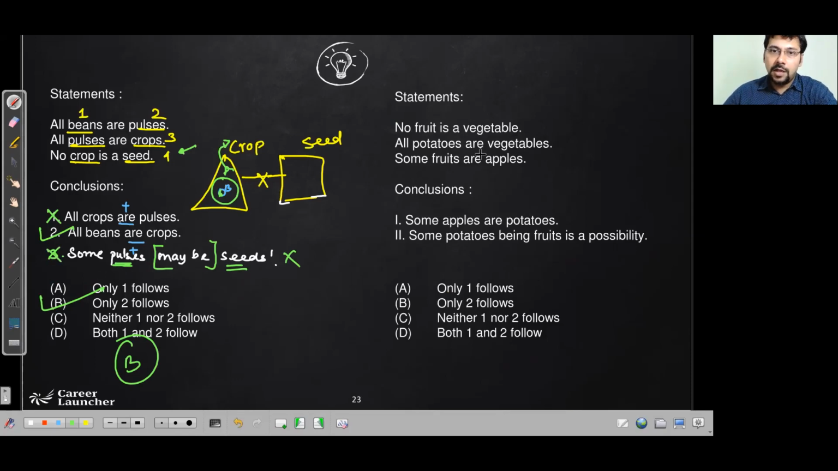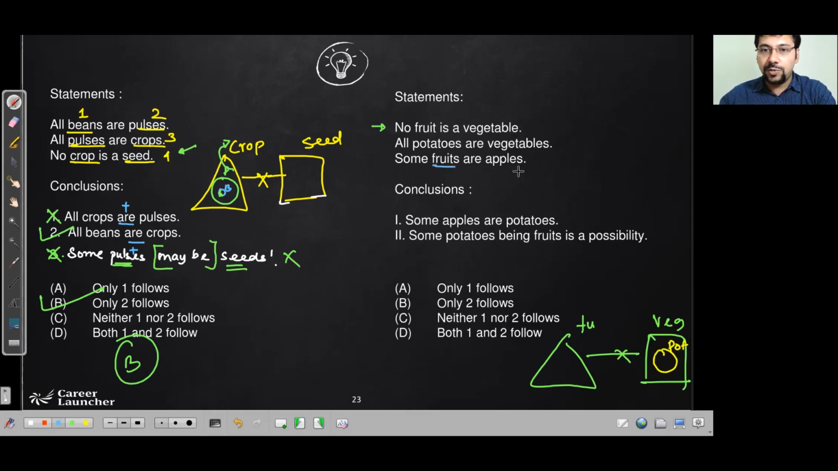Let's consider this one. No fruit is vegetable and all potatoes are vegetables. Okay, so all along, the negative is the first diagram. So let's quickly make it. No fruit is a vegetable. This is fruit, this is vegetable. So none of the fruit is vegetable. All potatoes are vegetables, so all potatoes are inside vegetable. Now he says some fruits are apples. So this is interesting. Now apple is going to be in the other variable.